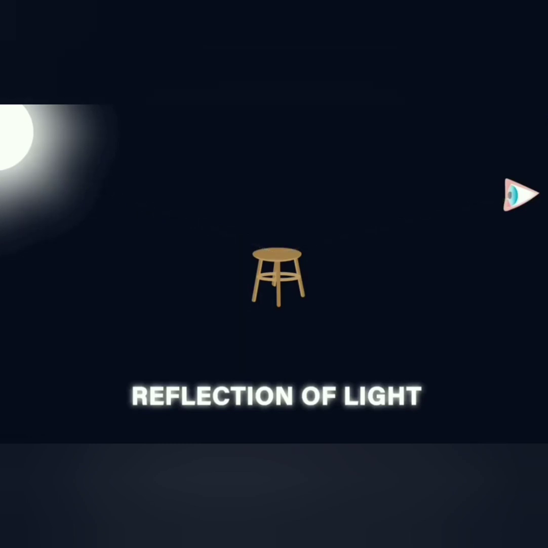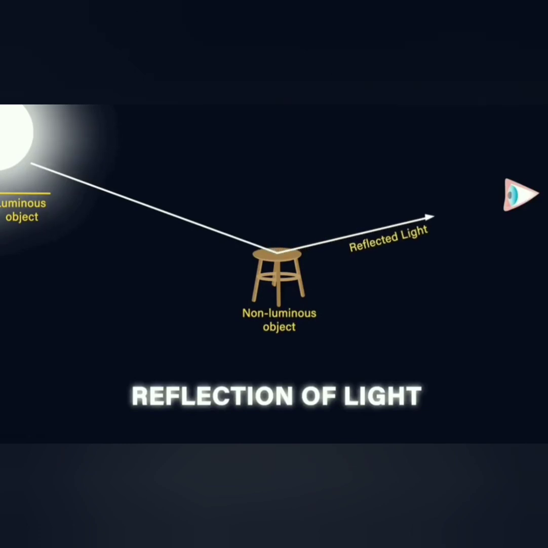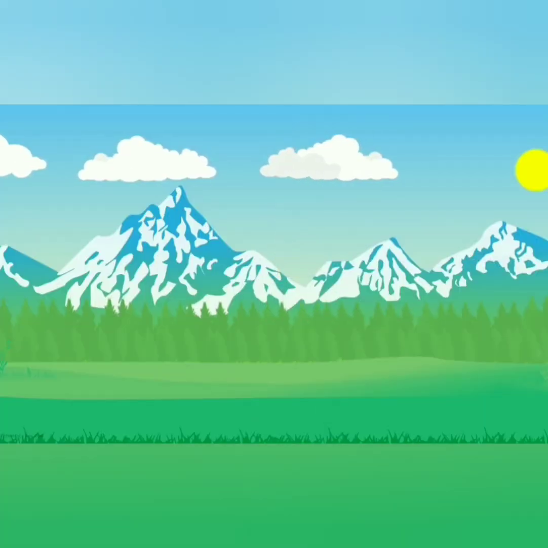Let me repeat. The light coming from the luminous objects falls on the non-luminous objects. Non-luminous objects then reflect this light, and this reflected light travels towards our eyes. And that's why we see the objects. In the daytime, we are able to see blue skies, the white clouds, and the green grass because the light from the sun is getting reflected by them and traveling towards our eyes.